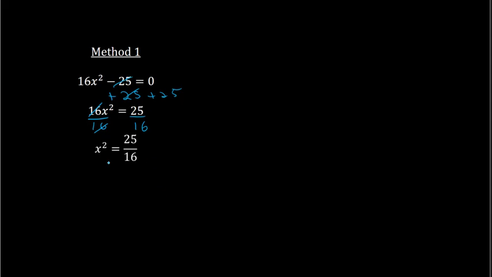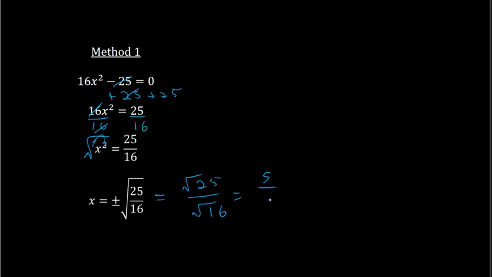So now that we've isolated the x squared term, we can now take the square root of both sides. So when I take the square root of the left side, this now becomes an x, and then on the right side, we have a positive or negative square root of 25 over 16. Now to take the square root of a fraction, we can write this as the square root of 25 over the square root of 16, which would equal 5 over 4. So here x would equal a positive or negative 5 over 4.